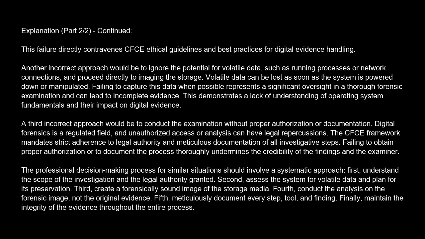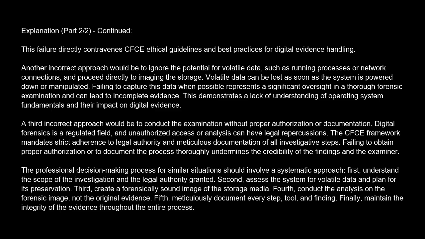Another incorrect approach would be to ignore the potential for volatile data, such as running processes or network connections, and proceed directly to imaging the storage. Volatile data can be lost as soon as the system is powered down or manipulated. Failing to capture this data when possible represents a significant oversight in a thorough forensic examination and can lead to incomplete evidence. This demonstrates a lack of understanding of operating system fundamentals and their impact on digital evidence.